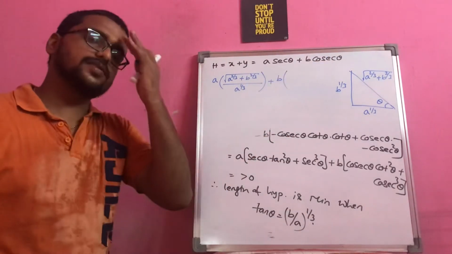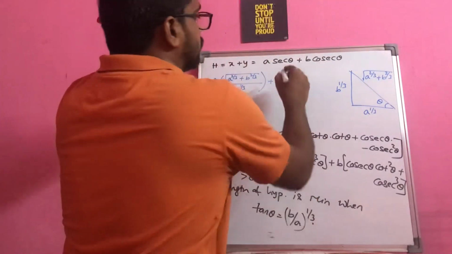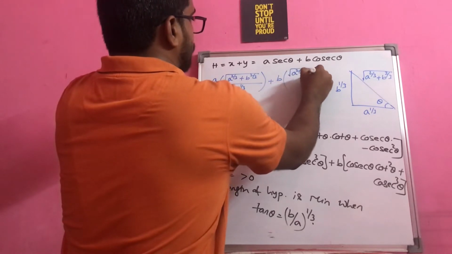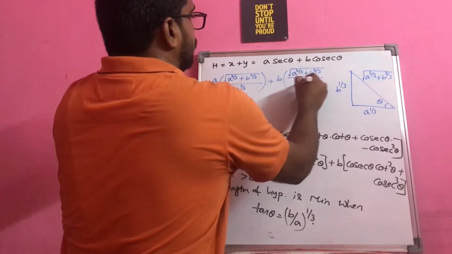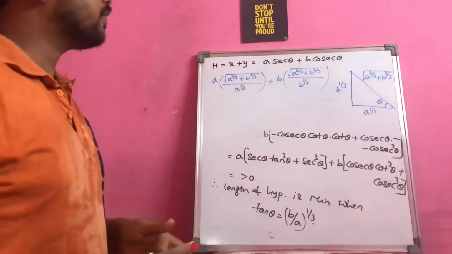It's the reciprocal of sin theta. So hypotenuse by opposite. So that is root over a power 2 by 3 plus b power 2 by 3 divided by b power 1 by 3. Okay. Now simplify this further.